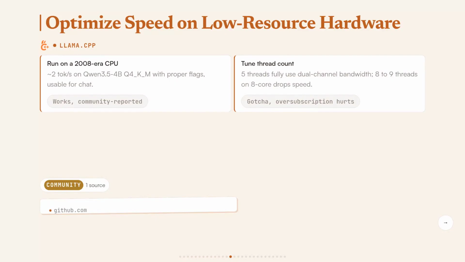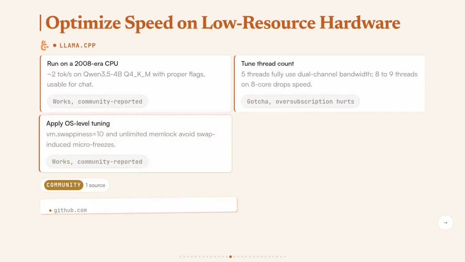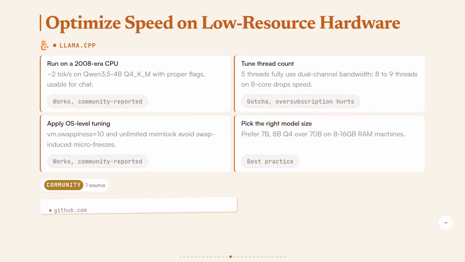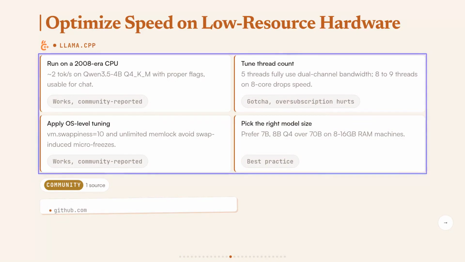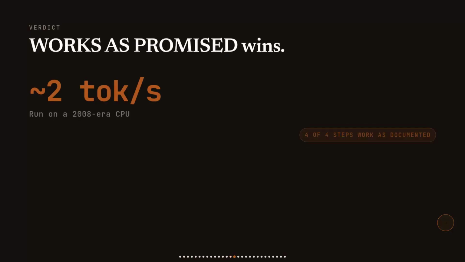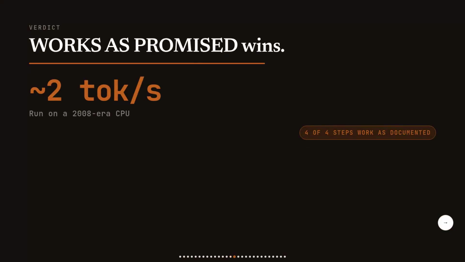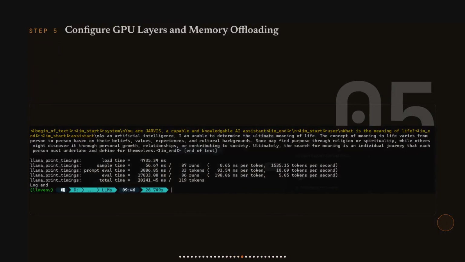On an 8-core AMD chip with dual-channel 3200 MHz memory, 5 threads saturate the available bandwidth. Push to 8 or 9 threads and speed drops because this workload is memory bandwidth bound, not compute bound. OS level tuning helps too. Setting vm.swappiness, the --mlock option, and unlimited memlock avoids swap-induced freezes, community reported. And on 8 to 16 GB machines, stick to 7B or 8B models at Q4 instead of reaching for 70B. And stick with me because the last 5 tests are where this decision actually flips.